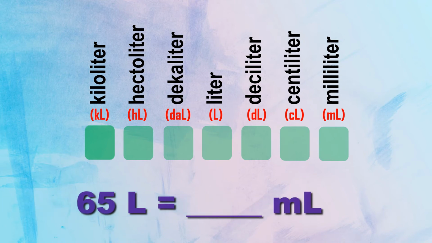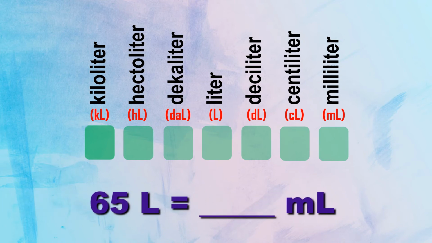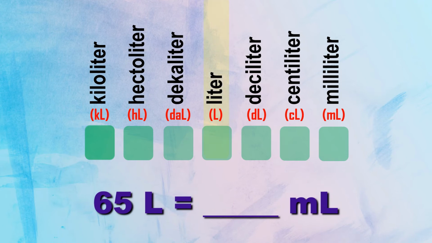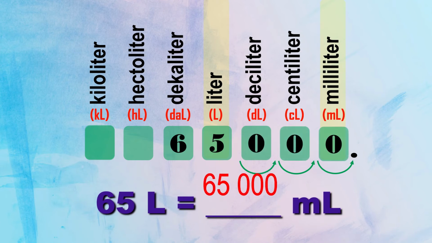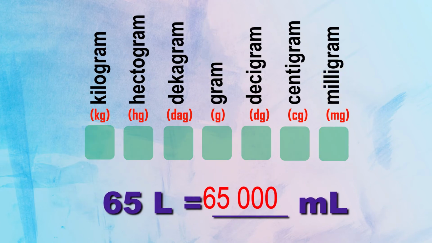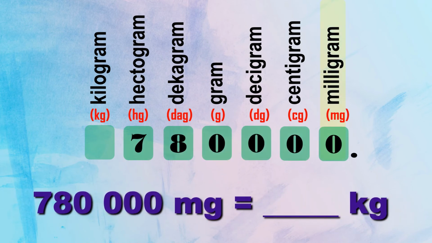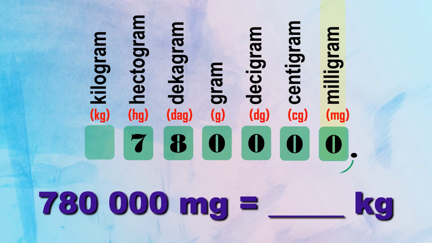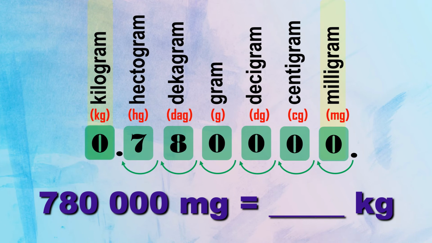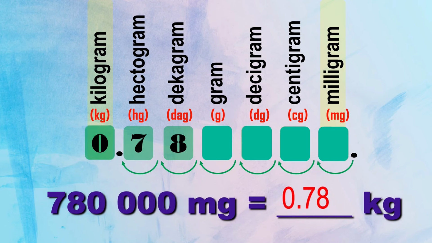Now, let's proceed with more examples of converting units in the metric system. What is 65 liters in milliliters? So liter is here, and milliliter is over here. So we just have to move the decimal point going to milliliter and fill in the spaces with zeros. So the answer is 65,000 milliliters. Another, what is 780,000 milligrams in kilogram? Yes, we will move the point to the left until we reach kilogram. We may remove zeros here since we'll still obtain the same number. Now, we only have 0.78 kilogram.